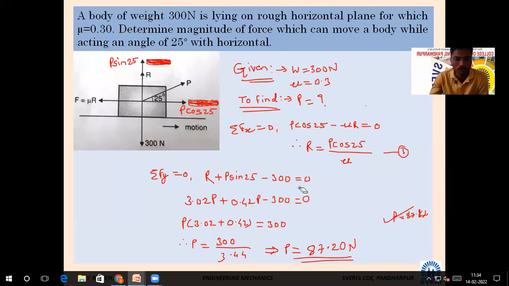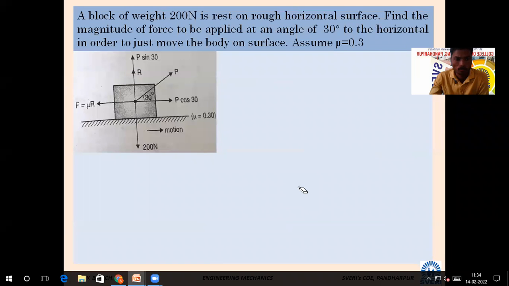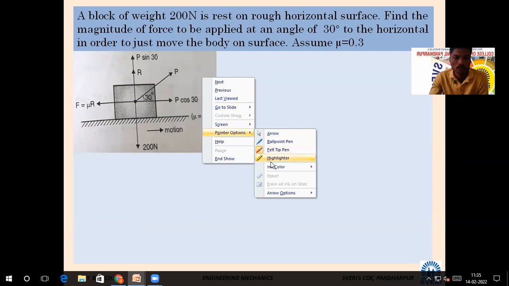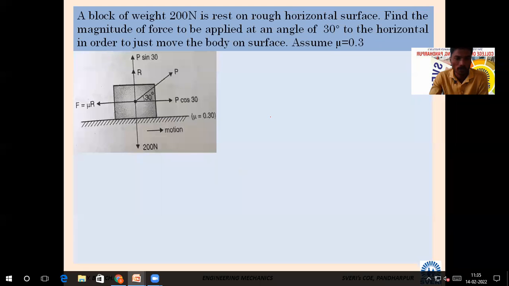Shall we go next? Yes, sir. Okay. Actually, here also, who will read this problem? Same problem again. Let me check. A block of weight 200 Newton is placed on a rough horizontal surface. Find the magnitude of force to be applied at an angle of 30 degrees to the horizontal in order to just move the body on the surface. Assume mu is equal to 0.3. Same problem, only values are changed.